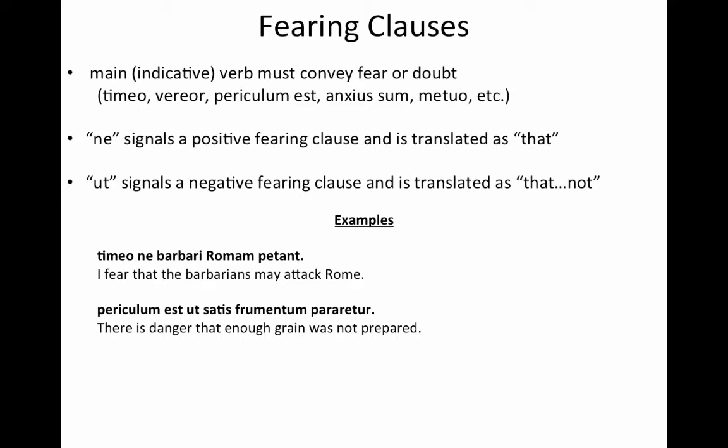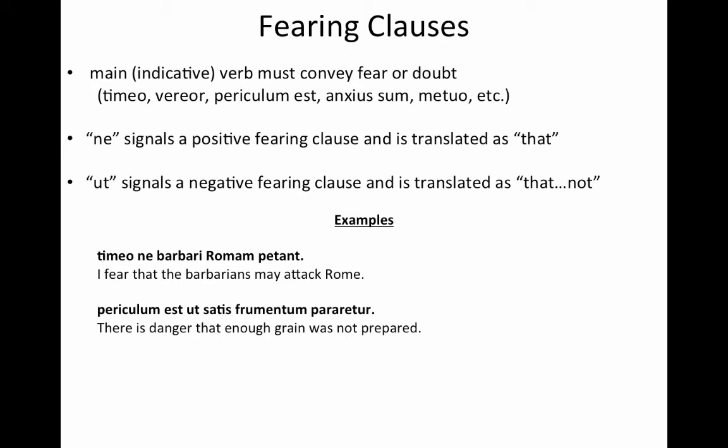So, examples again, if you look down. Timeo ne barbari Romam petant. I fear that the barbarians may attack Rome. Here our fearing clause starts with ne and ends with our subjunctive verb petant, here a present subjunctive. Note that this is a positive fearing clause. It starts with ne, ends with petant, and you know it's a fearing clause because the main verb, the indicative verb, is timeo, I fear.